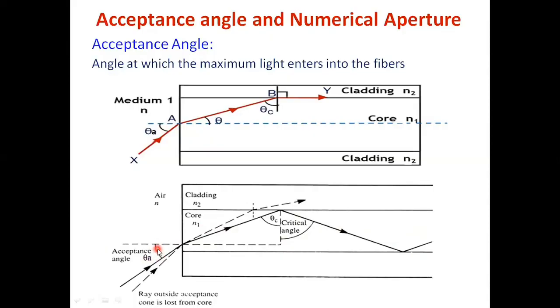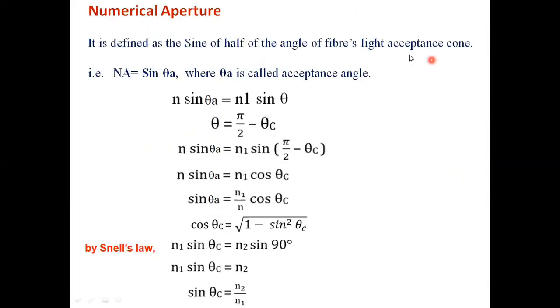So the acceptance angle is nothing but the half conical angle, half of the conical angle at which the maximum light enters into the fiber and propagates through the fiber based on total internal reflection. Okay. Next, we will see the numerical aperture calculation part.